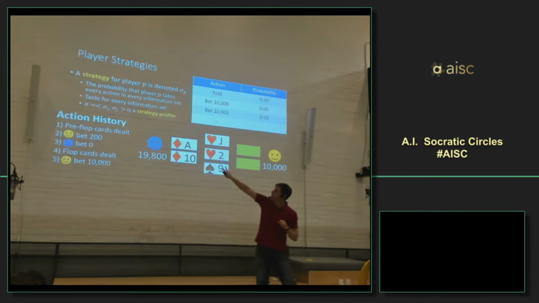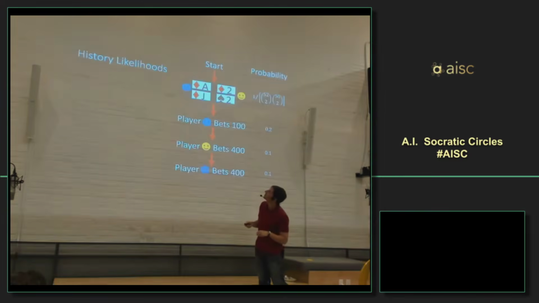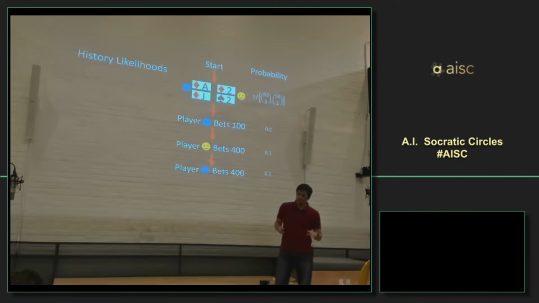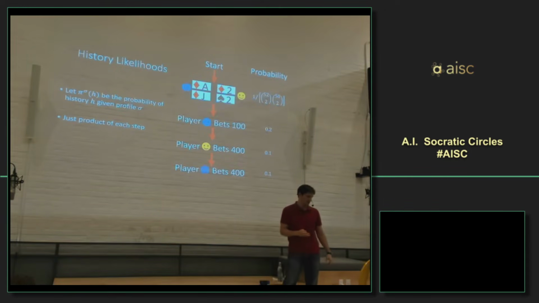Okay, and we're going to say 2 policies together, one for player 1 and one for player 2, is called a strategy profile. If we have this history here of these 4 cards being dealt, player 1 betting, player 2, the yellow player, betting, the blue player betting, you can think of it like the probability of a sequence of things happening.